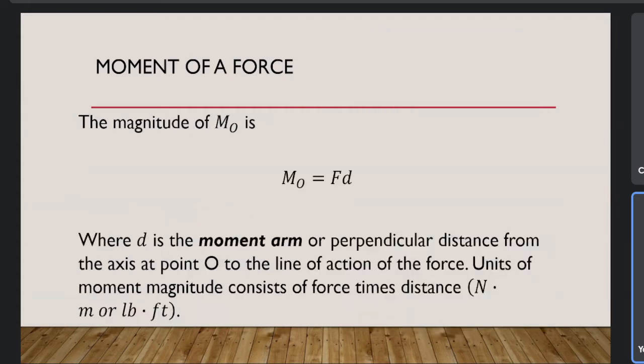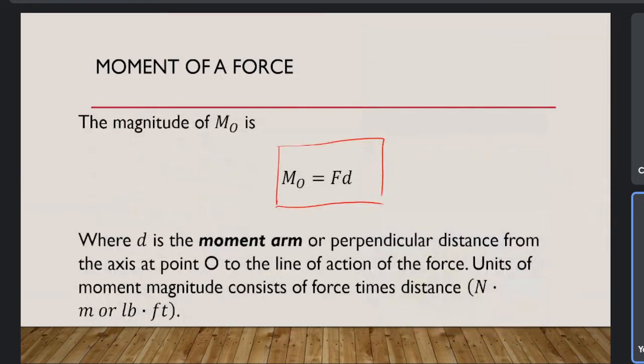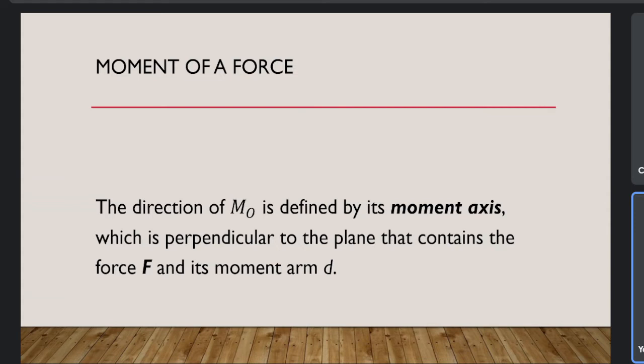So how can we compute the magnitude of MO, or the moment about the axis at point O? Basically, as I solved here many times, it's a simple formula. Moment is equal to force times perpendicular distance. As I explained, this D is the moment arm, or the perpendicular distance from the axis at point O to the line of action of the force. The unit of moment can be Newton meter, or pounds feet, depending on what unit system you are using. The direction of the moment is defined by the moment axis, which is perpendicular to the plane that contains the force F and its moment arm D.